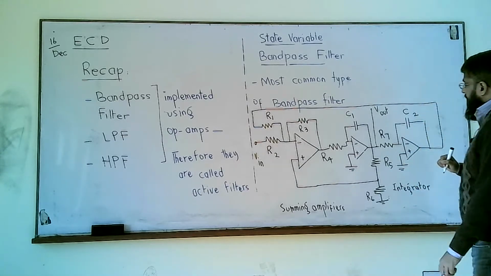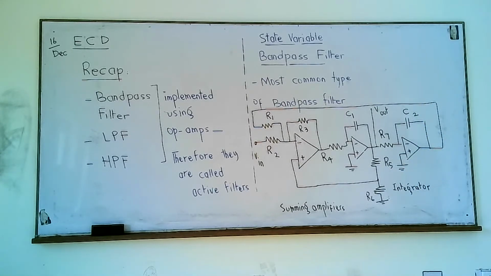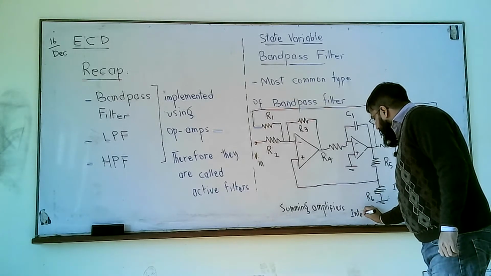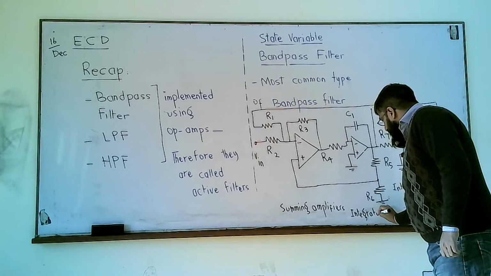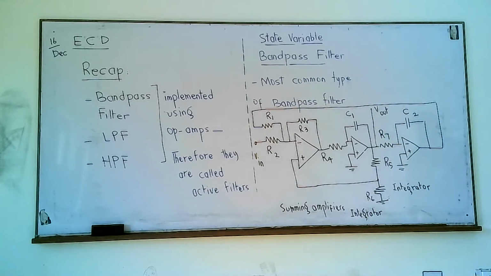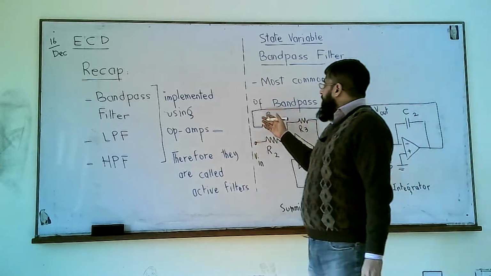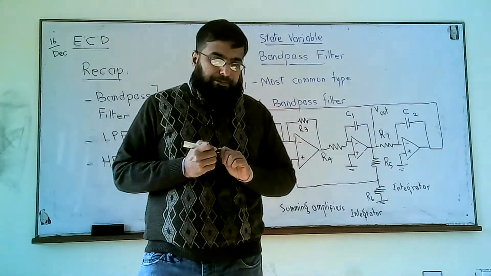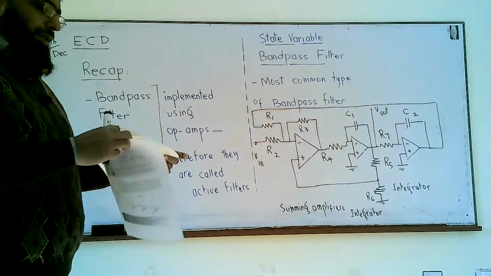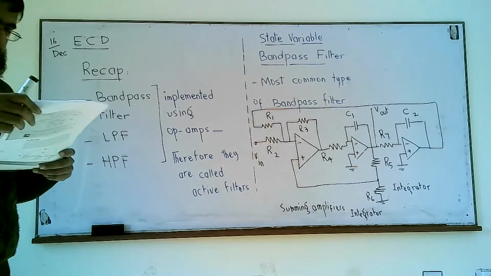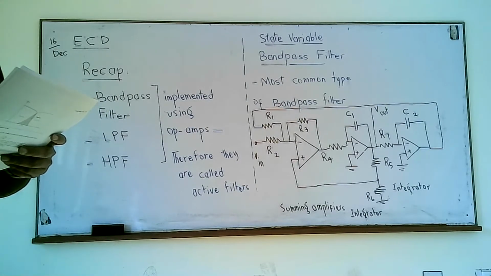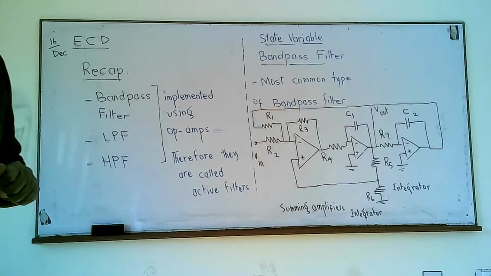Here we have the band pass output at the output of this second stage. So a summing amplifier followed by an integrator followed by another integrator. From the last integrator, we have a feedback loop that comes back and feeds the second input of this summing amplifier. So how does it work? And how can we find the central frequency, the damping ratio, the bandwidth, and the quality factor Q?